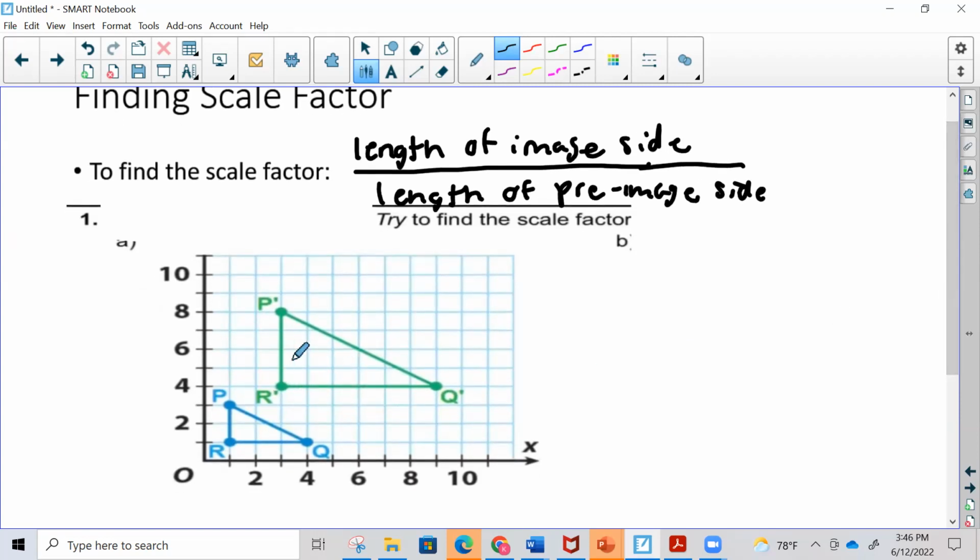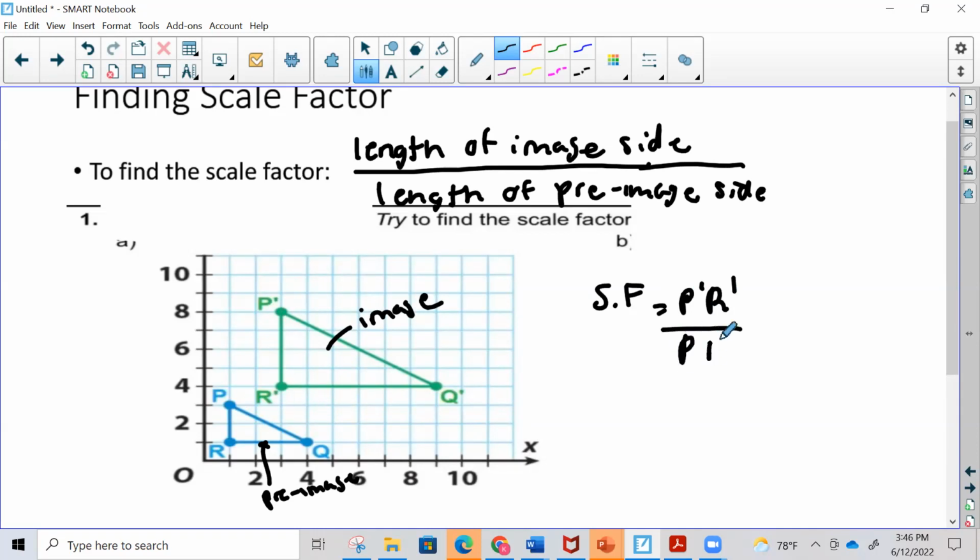What I mean by that is, if I choose the side on this image, this is the image because it has the apostrophes, and this is the pre-image. If I choose P prime R prime, then I need to divide it by PR because that's the corresponding side on the pre-image. So this side is 1, 2, 3, 4. I would take 4, and this side is 1, 2, and 4 divided by 2 is 2. So the scale factor is 2, and this image is twice as big as this one.